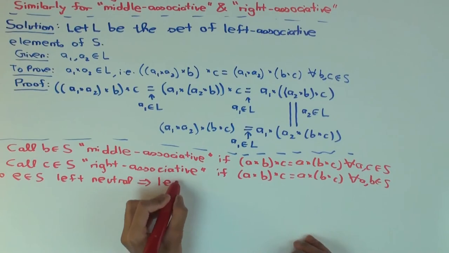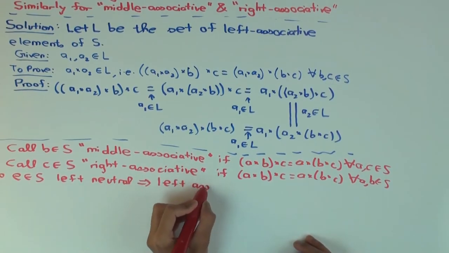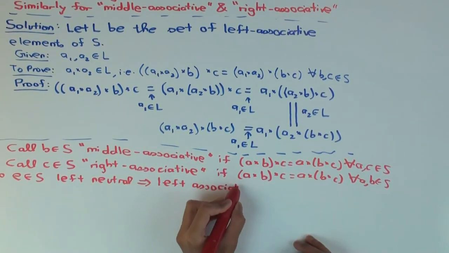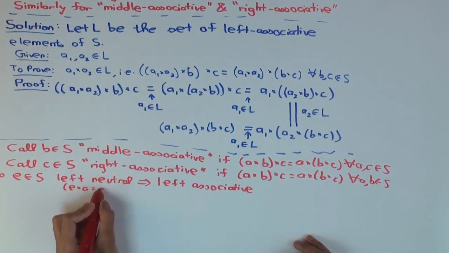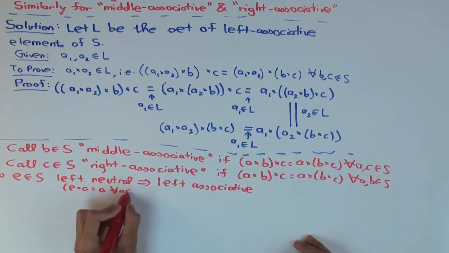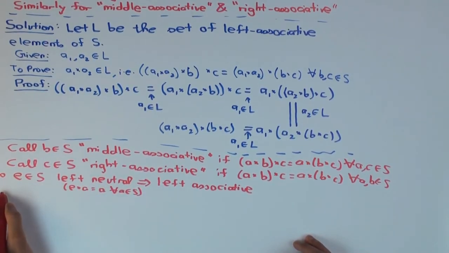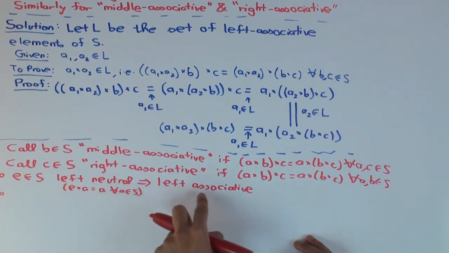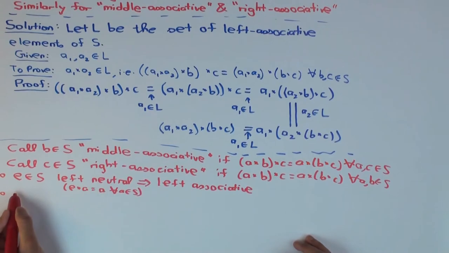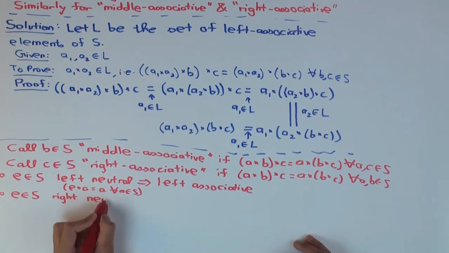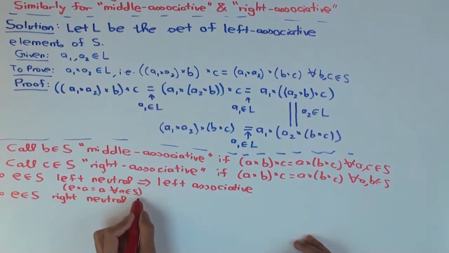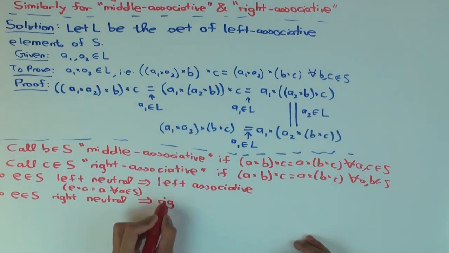What is the definition of left neutral? Left identity. What's the definition? E star A equals A. For what A? All A. Okay, so this is a claim. This is the definition of left neutral. I'm claiming any such thing is left associative. What's the corresponding claim for right neutral? Right neutral should be what? Right associative. Okay.